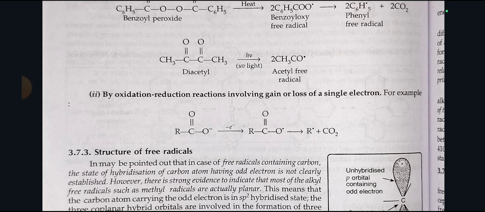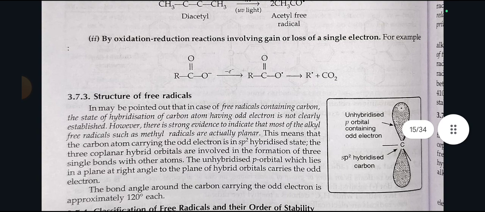Second, by oxidation-reduction reactions involving gain or loss of a single electron. For example, RCOO⁻ gives RCOO•, which gives R• plus CO2.